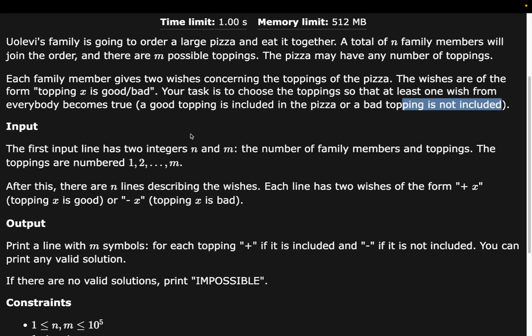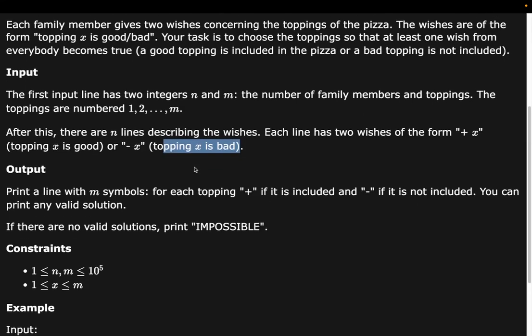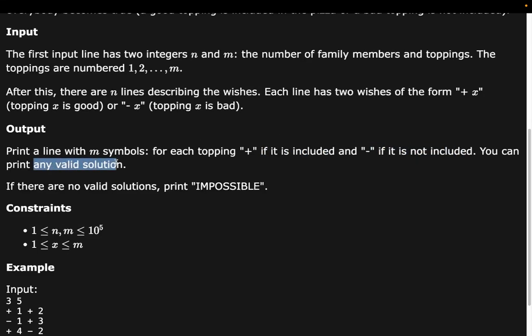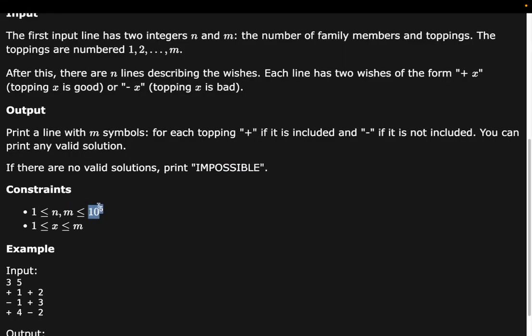So the first input line has two integers n and m, the number of family members and toppings. The toppings are numbered 1 to m. After this, there are n lines describing the wishes. Each line has two wishes of the form plus x, that says that topping x is good, or minus x, that says that topping x is bad. You have to print a line with m symbols: for each topping, plus if it is included and minus if it is not included. You can print any valid solution. And if there is no valid solution, you can simply print impossible. The number of family members and toppings are of the order of 10^5.